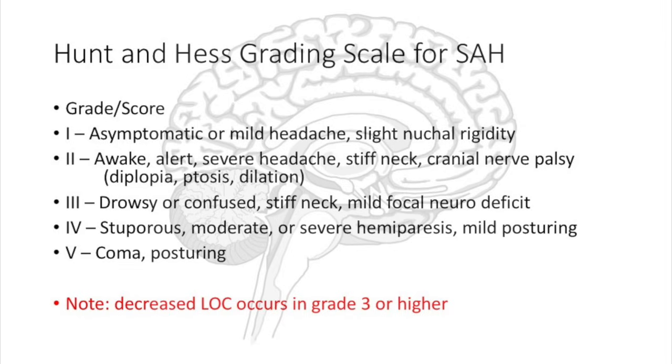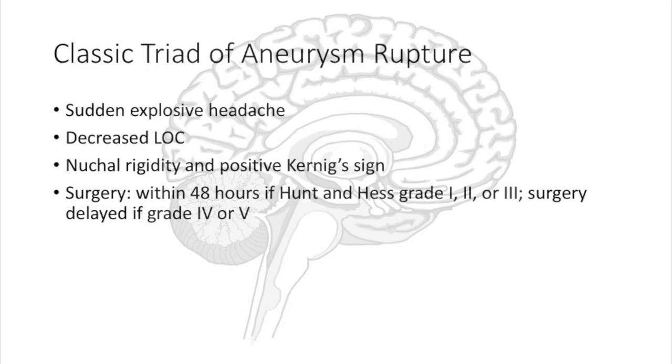So it's important to note that if grade 3 or higher, so grade 3, 4, or 5, there's a decreased level of consciousness. The triad of an aneurysm rupture is pretty classic here: sudden explosive headache, decreased level of consciousness, nuchal rigidity, and positive Kernig sign. And we'll go over the Kernig sign shortly. Surgery within 48 hours if the Hunt-Hess grade scale is 1, 2, or 3. Surgery may be delayed if grades 4 or 5 are present, based on the outcome of the patient.